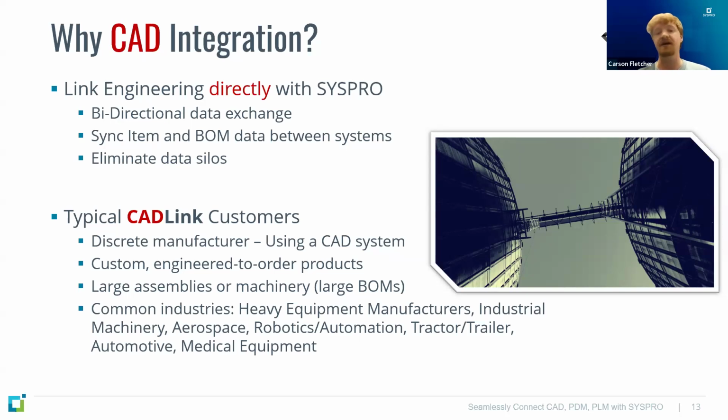So some common industries: heavy equipment manufacturers, like I was just saying, industrial machinery, folks in things like aerospace, robotics and automation, medical equipment. They've got really stringent requirements on making sure that bill of material is accurate. That accuracy is really important there. So any of those kinds of industries as well. And then things like tractor trailer or any kind of custom automotive is also a pretty good fit for CADLink coming in and helping with that transfer of data.